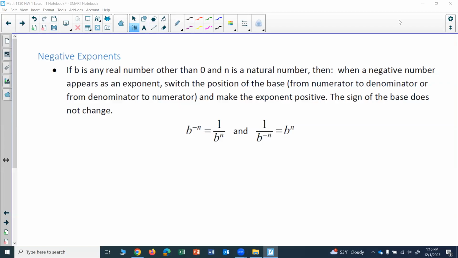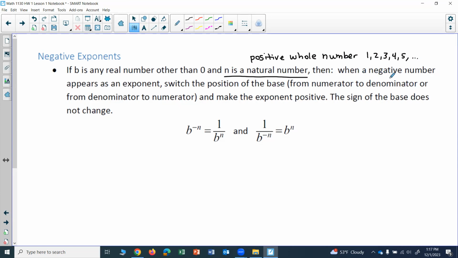This video continues with exponent rules, and we're going to look at negative exponents. If b is any real number other than 0, and n is a natural number, so natural number means a positive whole number, or counting number is another way of thinking about it. So a positive whole number. So for example, 1, 2, 3, 4, 5, and onward.